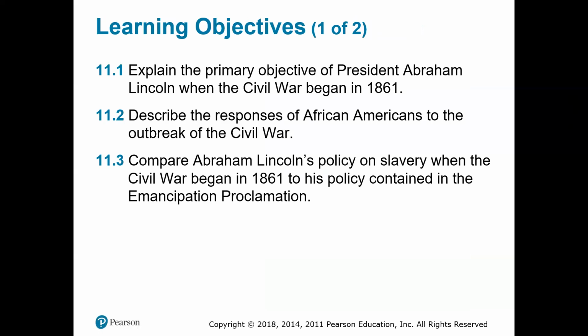11.1 is just talking about Lincoln's primary goal, his whole objective for the Civil War. Remember, we talked about the Civil War being called by those in the South the aggression from the North. Remember, we talked about that. His goal was not simply to abolish slavery for the sake of Black people being free, if that made any sense.